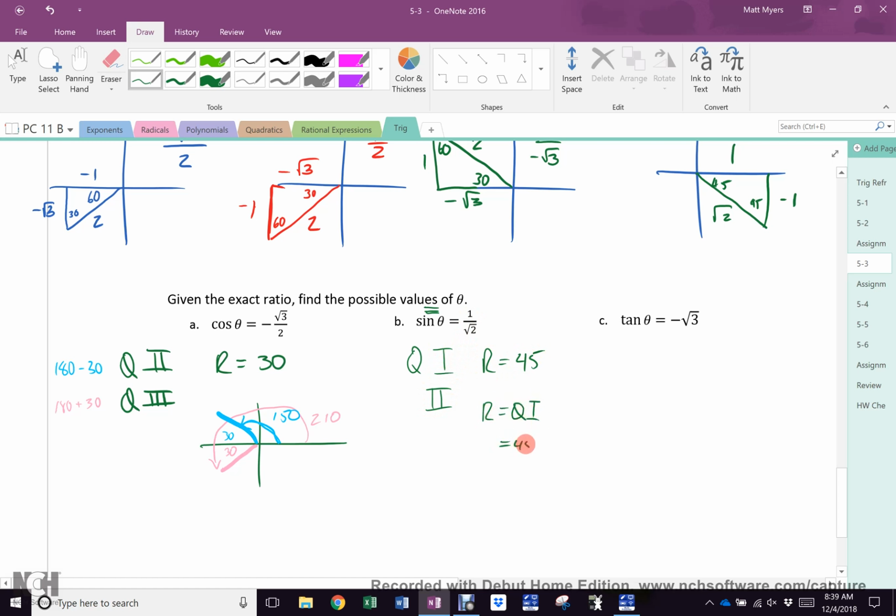So it's 45. What's the angle in quadrant 2? How do I find it? 180 minus 45. 180 minus reference. So it is 135. Please notice I didn't draw it a second time. Why didn't I draw it a second time? Because I see this in my head. Should you not draw it? No. Only if you can see it in your head.